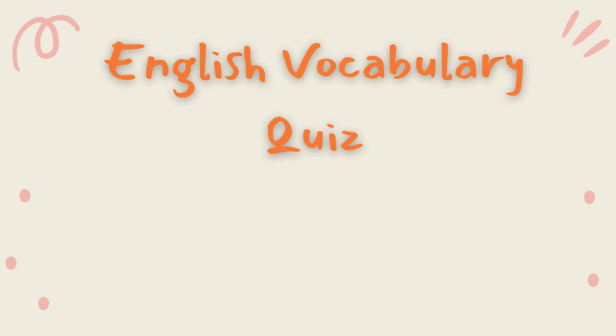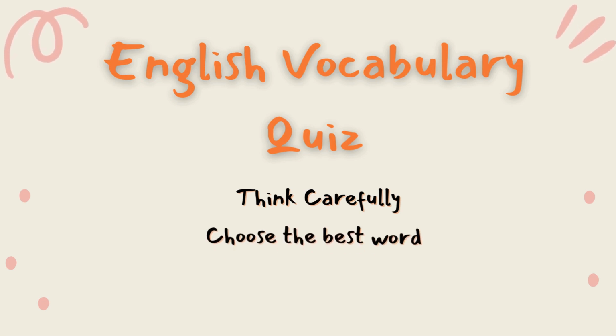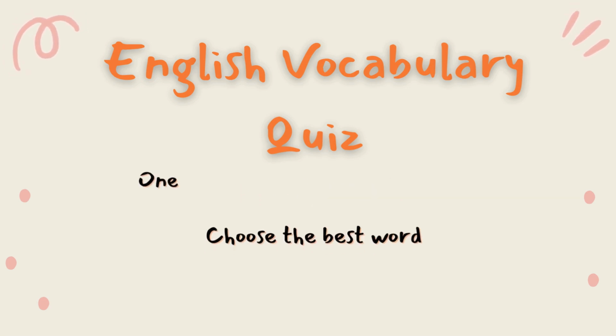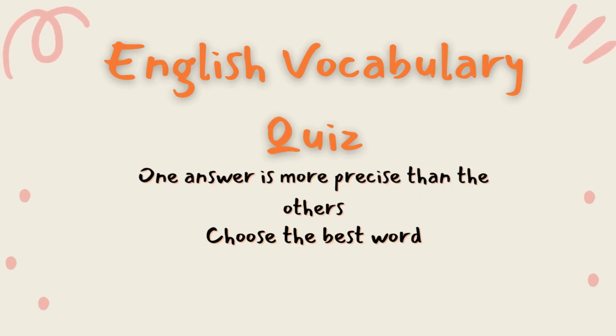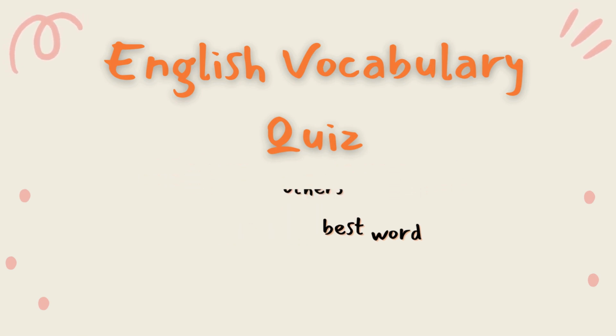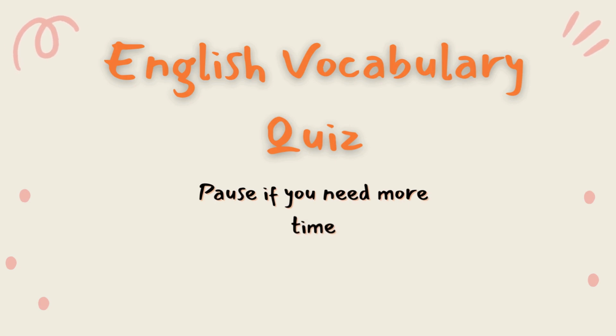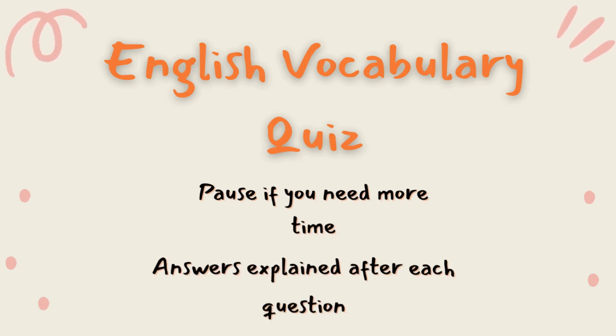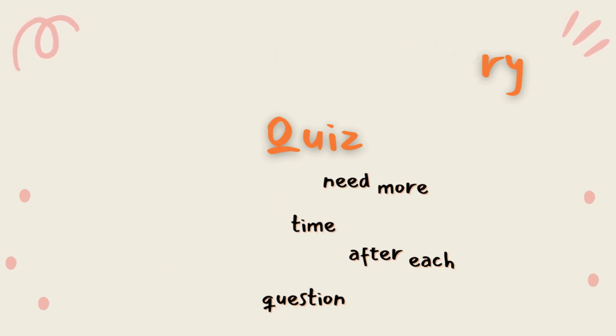For each question, you'll see a sentence with a missing word and 4 options on screen. Choose the word that fits best the context. Some may seem correct, but one is always the most precise choice. Pause the video if you need more time to think. After each question, I'll explain why one answer works better than the rest.